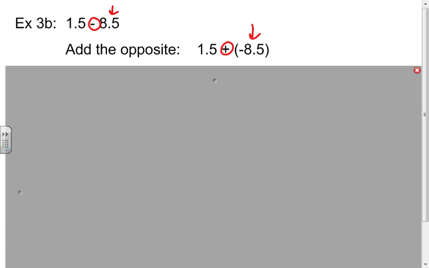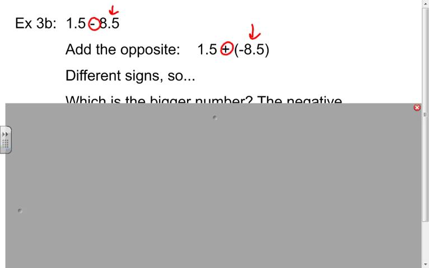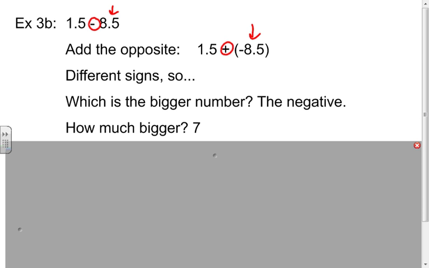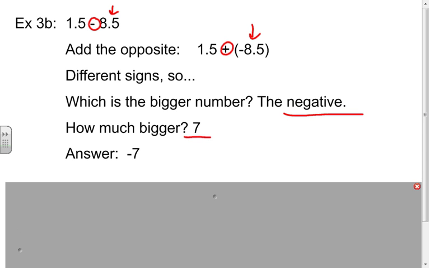Now, since it's an addition problem, I can use the same steps we did before. They're different signs. Which one's the bigger number? We've got 1.5 and 8.5. The 8.5 is the bigger number, and it's the negative one. How much bigger is it? Well, 8.5 to 1.5, that's 7. It's 7 bigger. And so I get negative 7 as my answer.